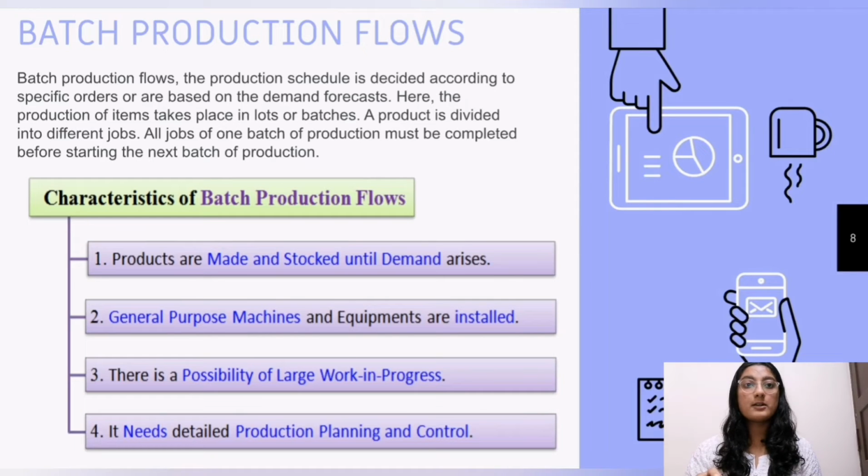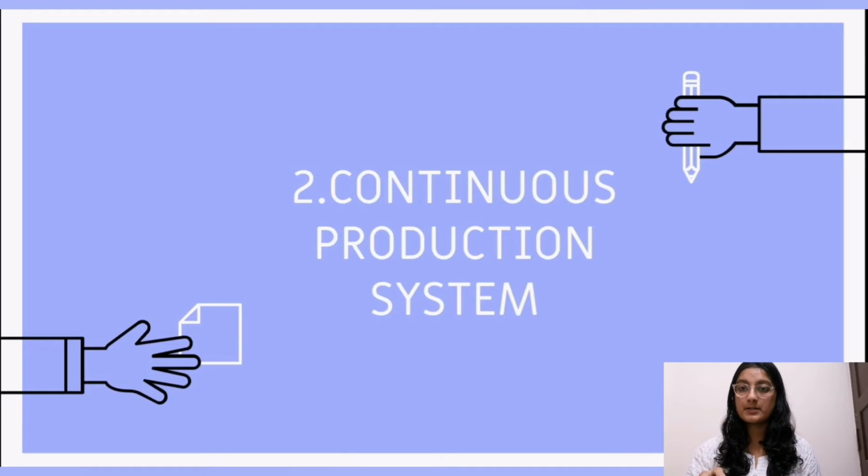Then there is a need for detailed production planning and control, since it's a huge amount of orders that is being produced based on the demand. So we should keep track of the demand in order to be able to manufacture as many products as possible. The second type of production system is the continuous production system.